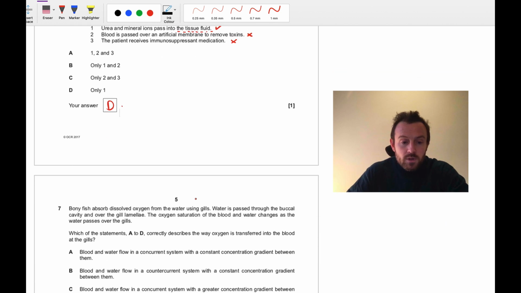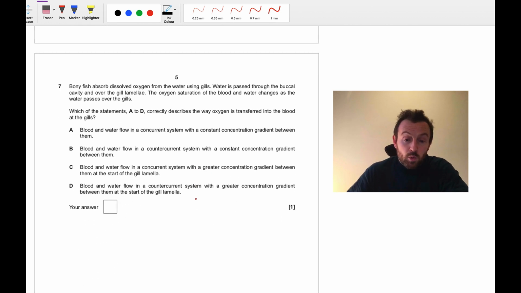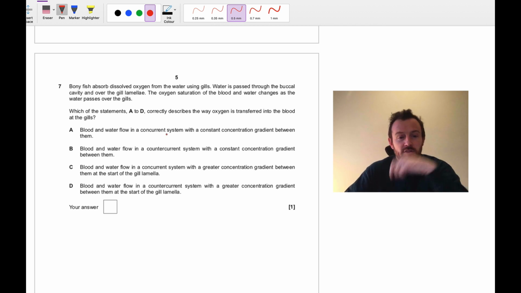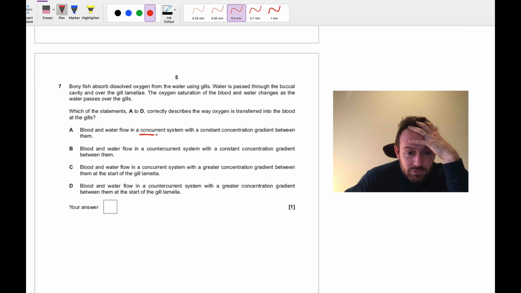7. Bony fish absorb oxygen from water using gills. Water is passed through the buccal cavity and over the gill lamellae. The oxygen saturation of the blood and water changes as the water passes over the gills. Yes, that's true. All right, which is correct? Blood and water flow in a concurrent. No, that's not right. It's countercurrent.